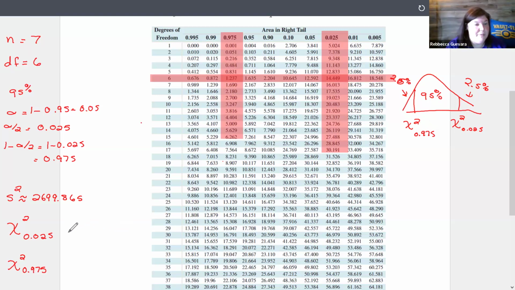Okay, so what we got here is that chi-squared of subscript 0.025 for that area is going to be 14.449. And then the chi-squared for 0.975 is going to be 1.237.